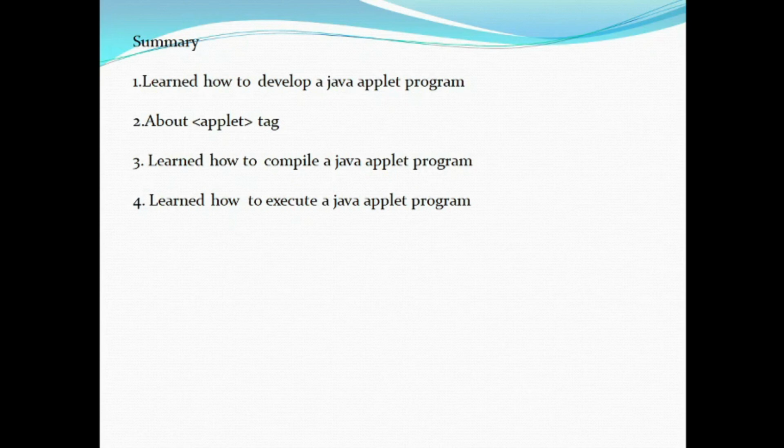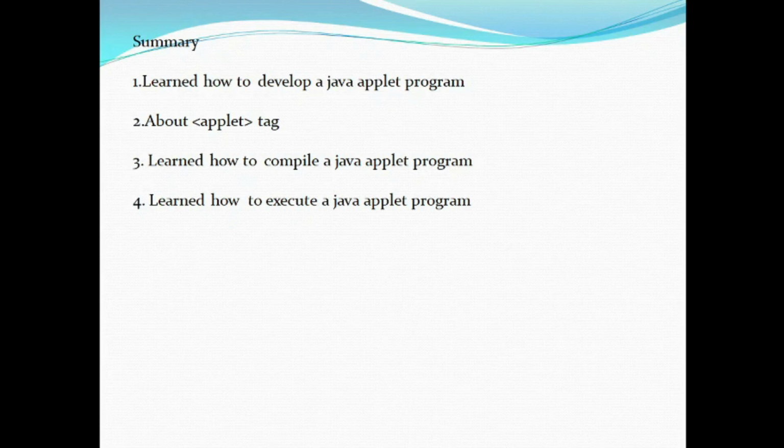We have learned how to develop a Java applet program. That is, to create an applet program, we have to use a user-defined class, and we have to extend a predefined class called Applet. And we have used the applet tag, which is used to add our Java applet program into an HTML page. And finally, we have learned how to compile a Java applet program. It is normal, like any Java program.